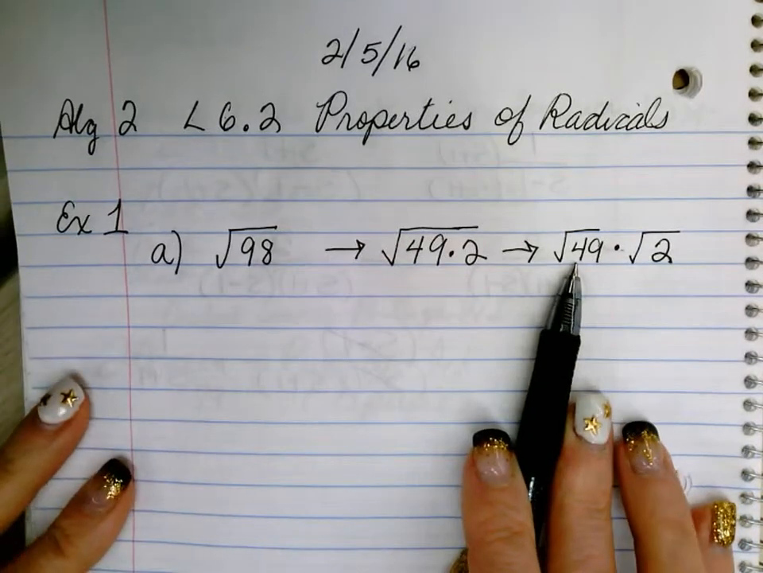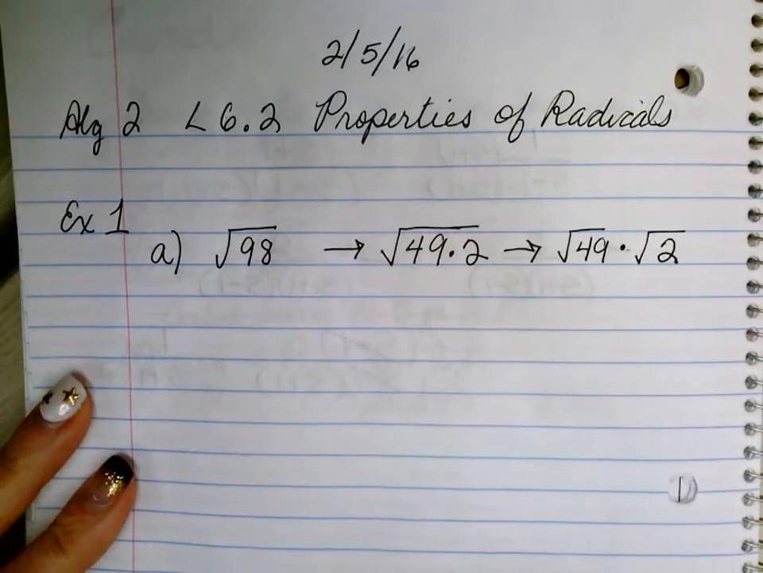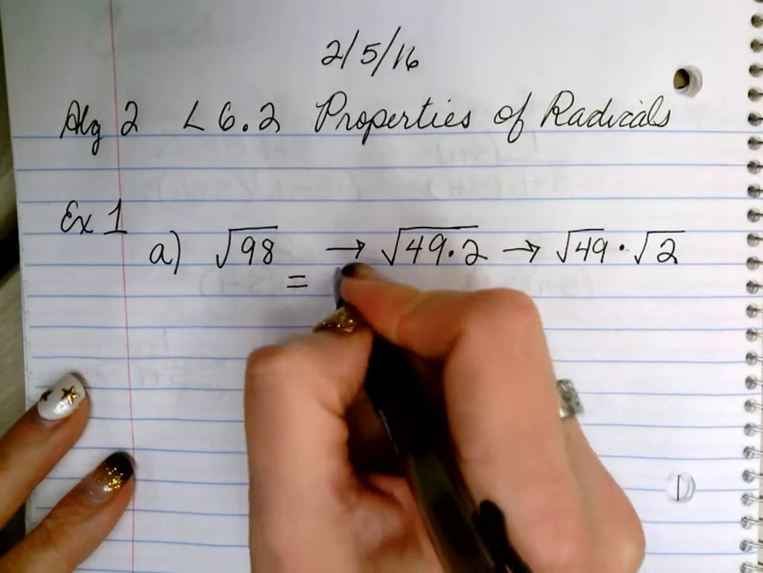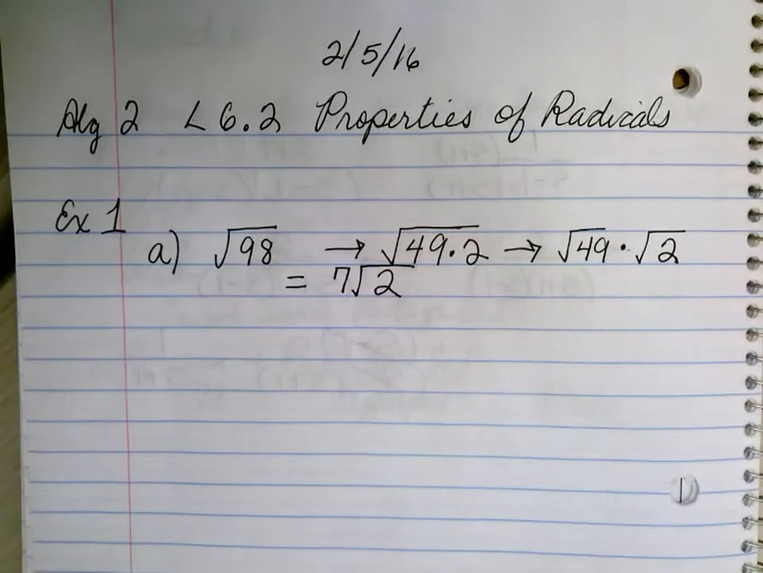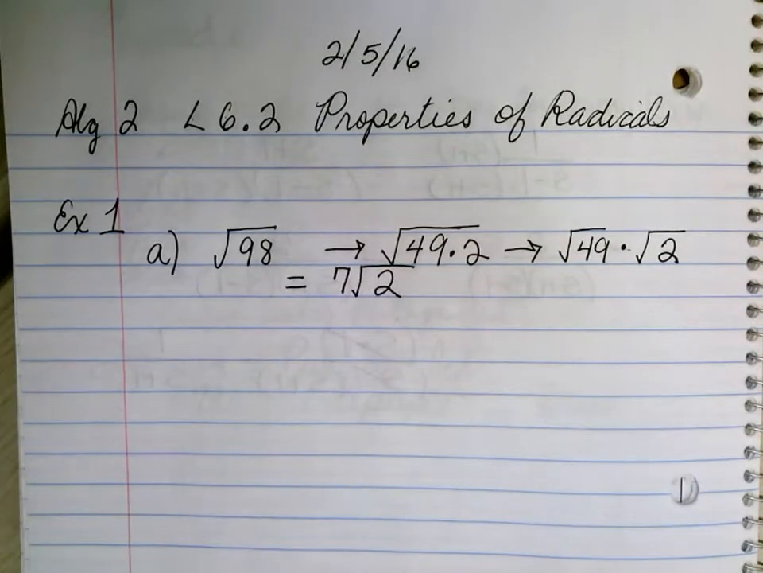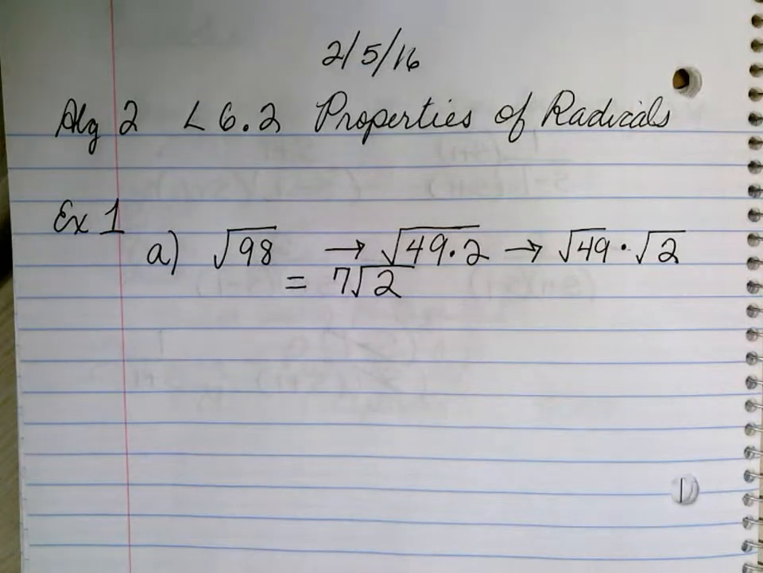Now, since I know the square root of 49 is 7, the final answer becomes 7 multiplied by the square root of 2. I cannot simplify the square root of 2 any further. It is not a perfect square. There aren't even any factors of it that are perfect squares. So it's as simple as that.